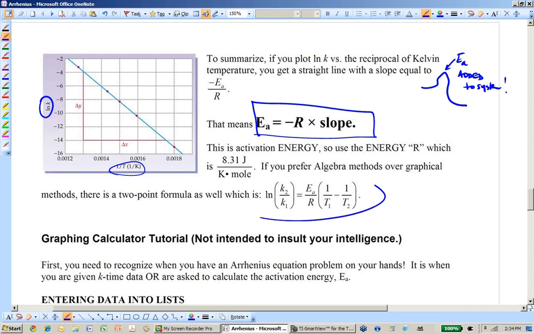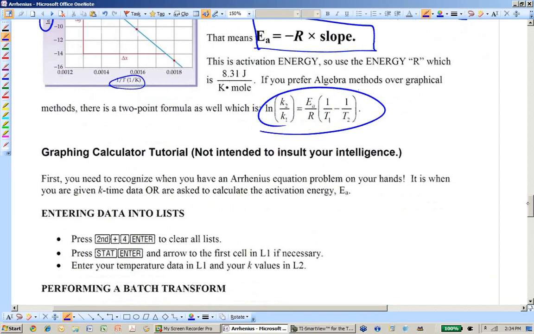Now you can do your little algebra thing as well if you're an algebra aficionado. And if you prefer algebra methods over graphical methods, go for it. I know me, I make algebra mistakes. I like the graphing calculator. It cuts down on my mistakes. So that's the direction I'm going to take you. But you certainly can stop listening to me at any point. I'll never know the difference.